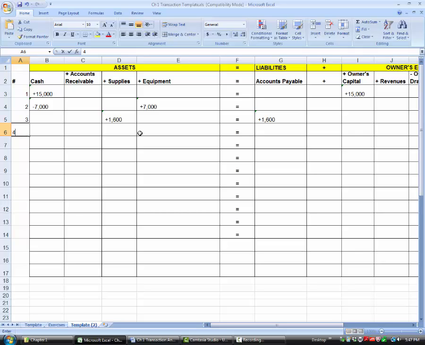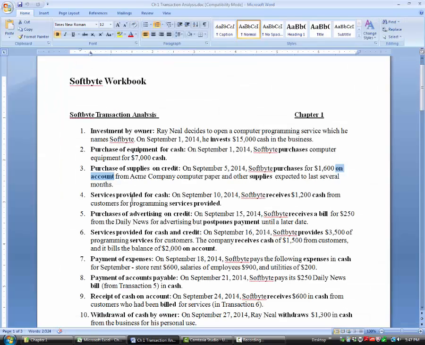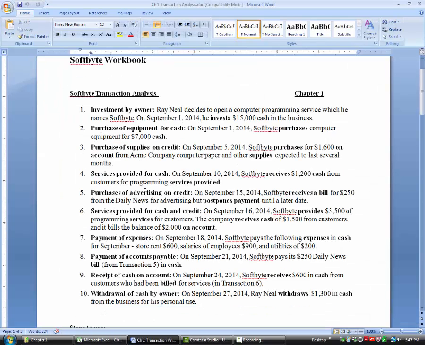Looking at transaction number 4, we see that we have services provided for cash. So here, Ray Neal is beginning to provide services to his customers and is going to be making some money. And so it says that on September 10th, 2014, Softbyte receives $1,200 cash. So receiving cash from the perspective of the company means that the cash account is going to go up. They are receiving it from customers for services provided.